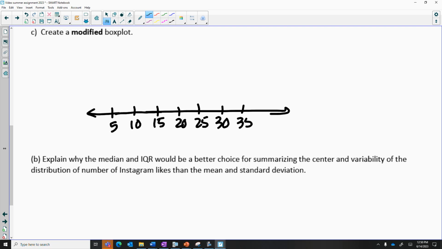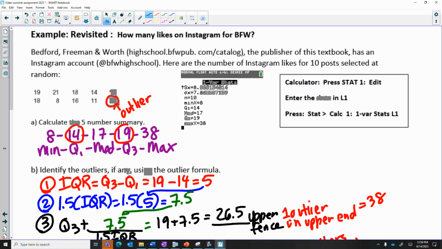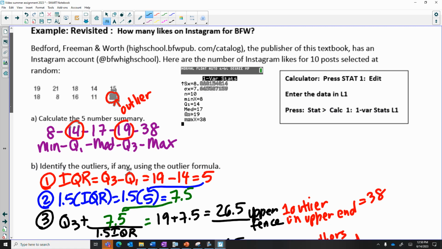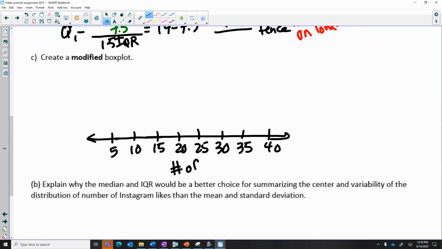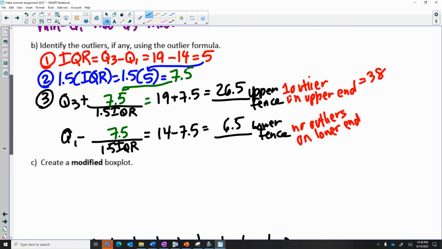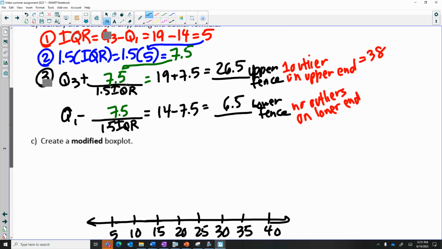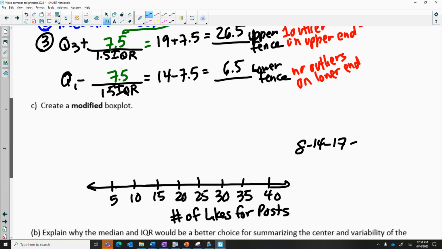Okay, now we want to label the variable that we were measuring. It says we were measuring the number of Instagram likes for 10 posts by the publisher of our textbook. Okay, so the x-axis is going to be labeled number of likes for the posts. So now we're going to go to our 5-number summary, and I'm just going to put dots for now. 8, 14, 17, 19, 38.